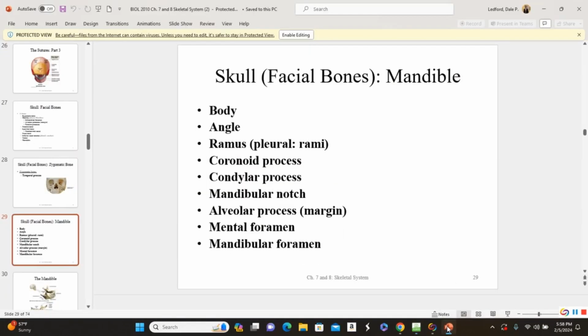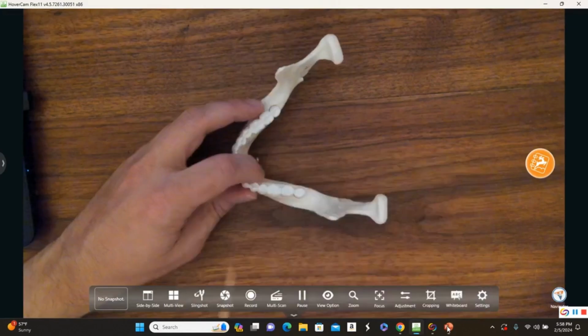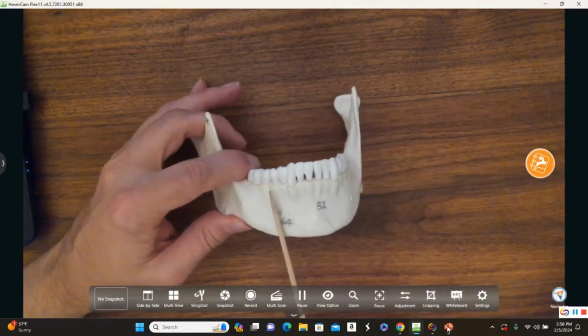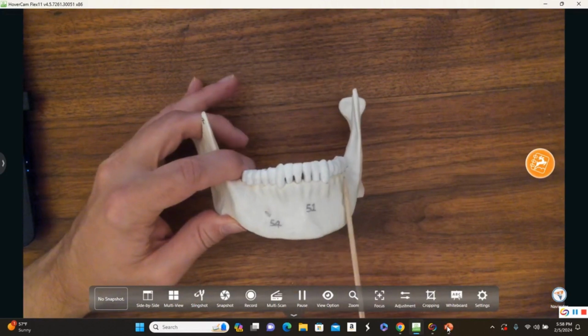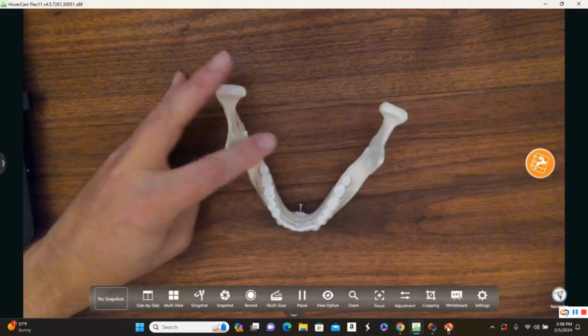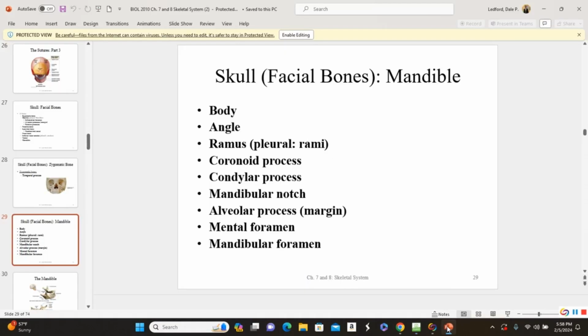There is an alveolar process or margin. To find that, you look where the teeth are locked in. The ridge where the teeth lock into the jaw is your alveolar margin or process.